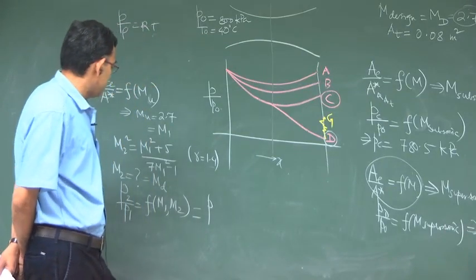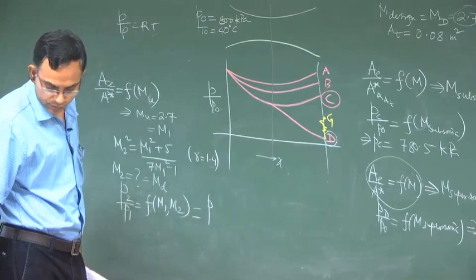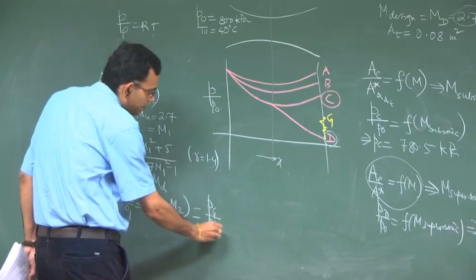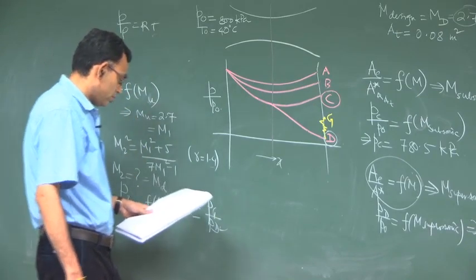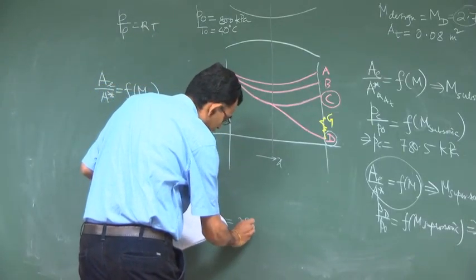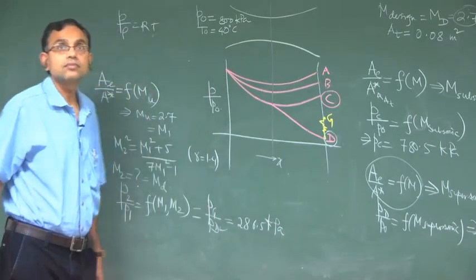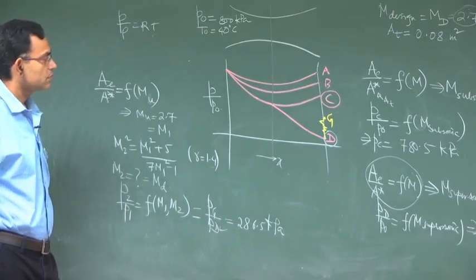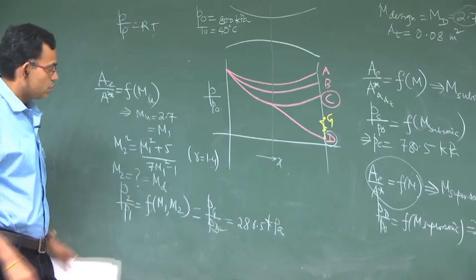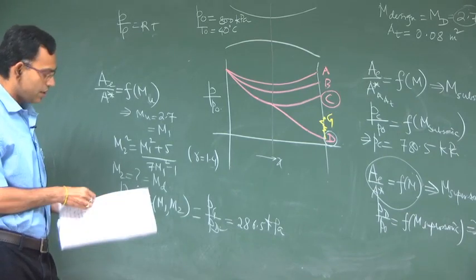So, at this point G, P2 by P1 is Pg by Pd, right. So, you know what is Pd already. So, from here you will know what is Pg. This is 286.5 kilopascal. So, this is question number 5.